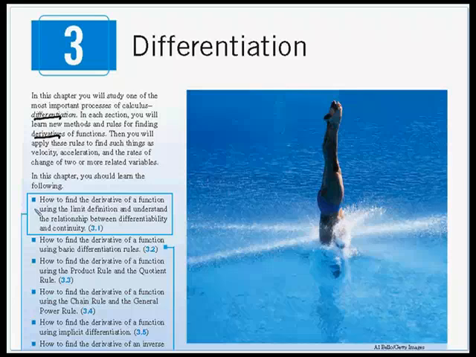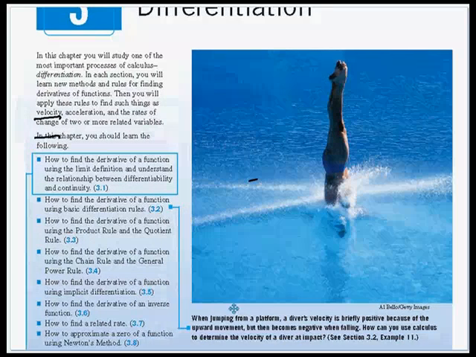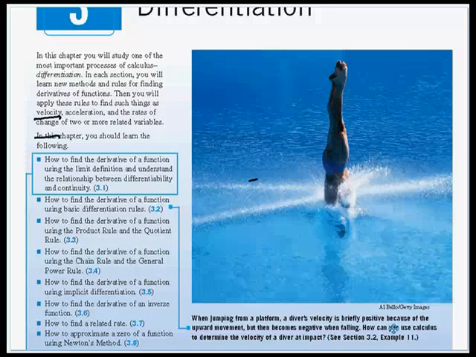For example, when you're jumping from a platform, a diver's velocity is briefly positive because the diver has upward movement, but then becomes negative when the diver's falling toward the water. How can you use calculus to determine the velocity of that diver when they impact the water? And that's something we'll get to in the next section, section 3.2.